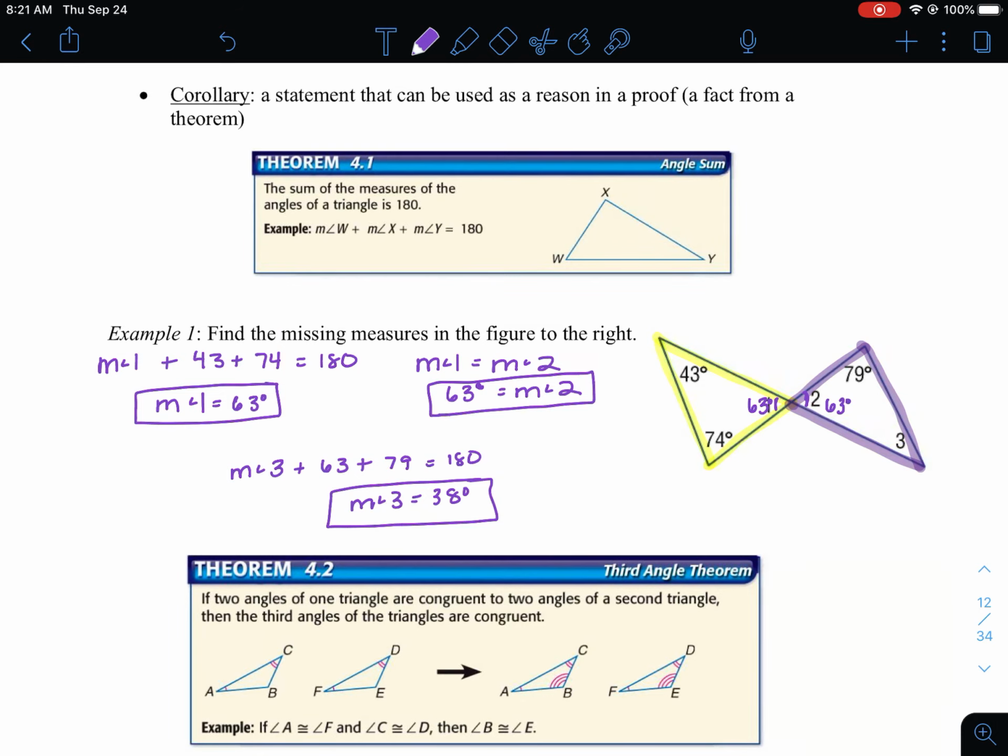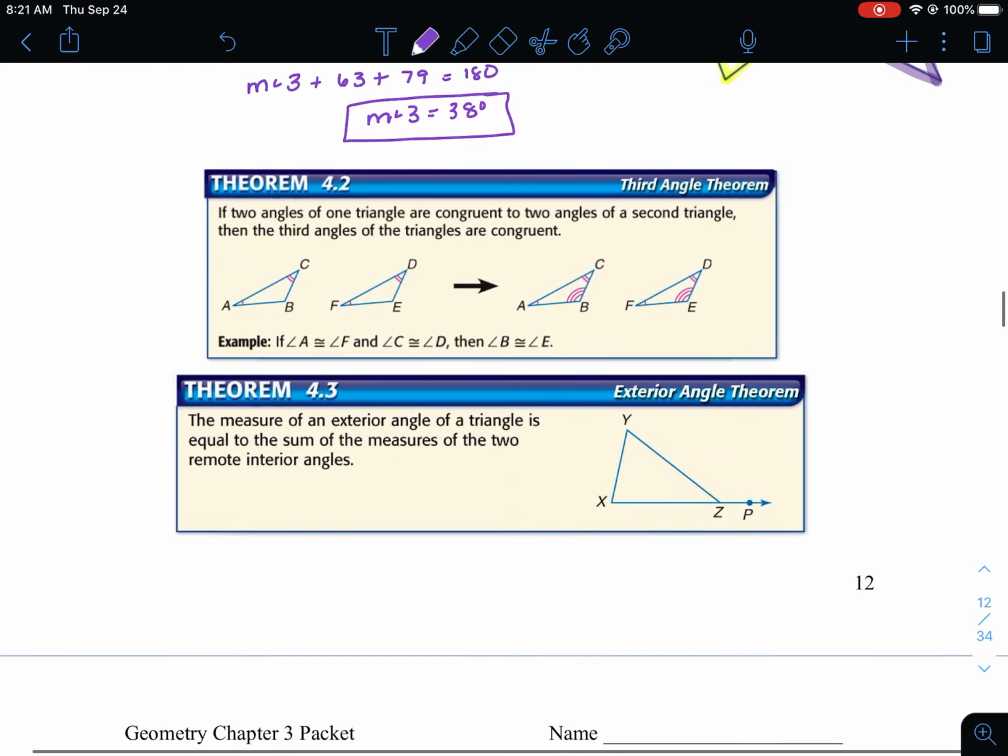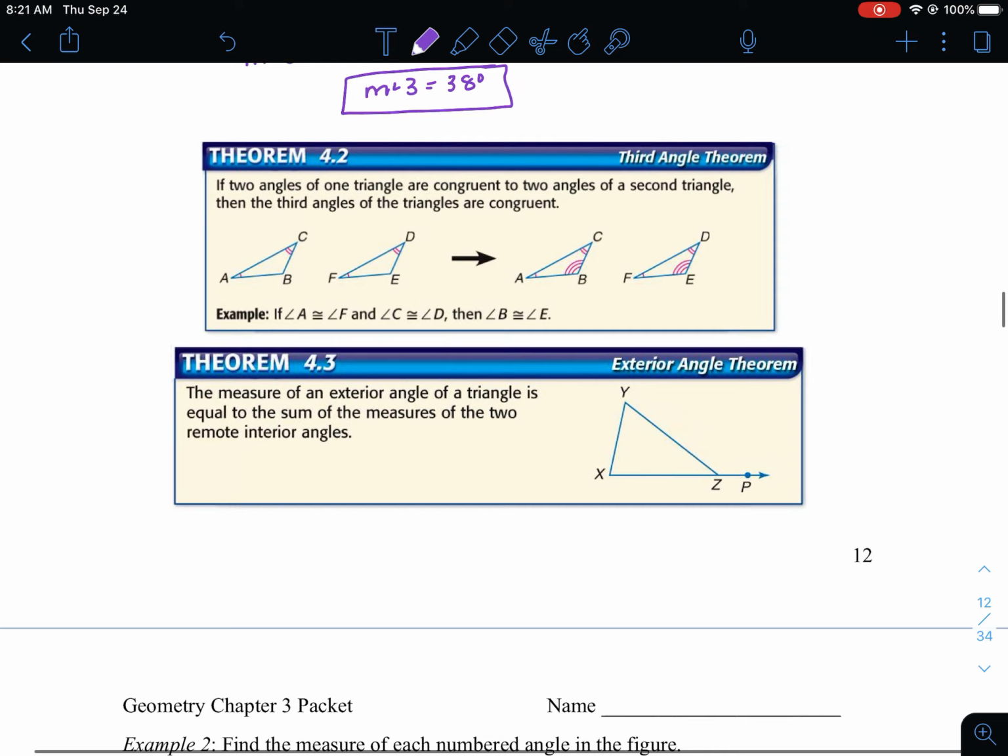The next theorem, a lot of students tell me makes sense to them because it says if two angles of one triangle are congruent to two angles of a second triangle, then the third angles of the triangles are congruent. So let's say that with some numbers.